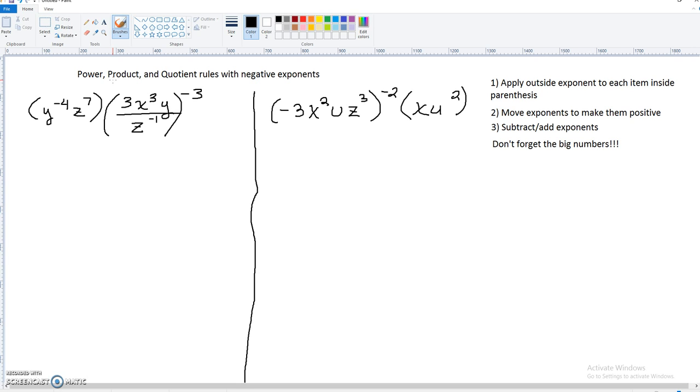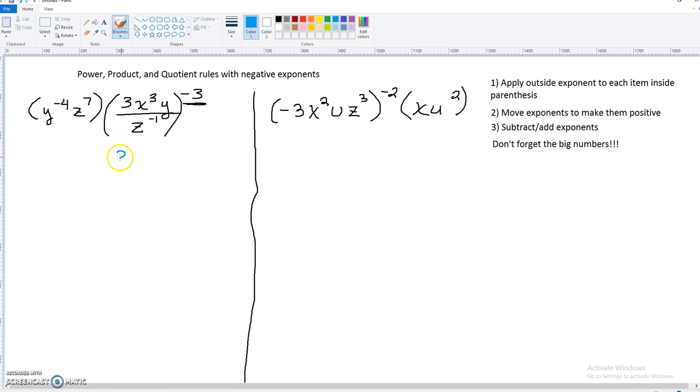You will have two variations of problems as you work this topic, so I've decided to do an example for both. So we're going to work on the left side one first. And if you notice, our outside exponent is on this set of parentheses, which means we need to apply this negative exponent to each item inside this set of parentheses only. So I'm going to rewrite it.